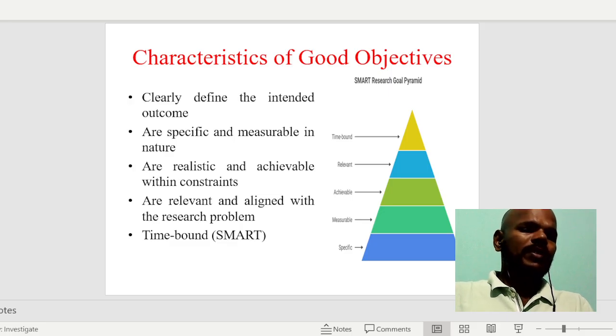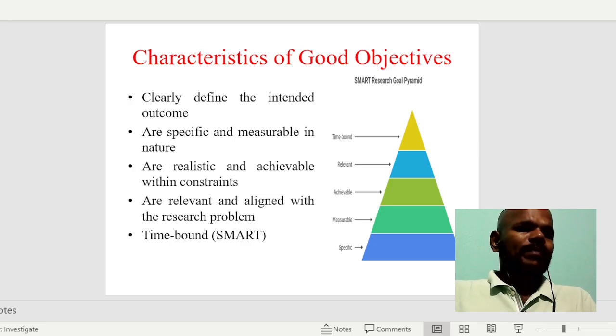First, it should have a very clear, defined outcome. What is the intended outcome of your research objective? That is the first characteristic. Second, it should be measurable in nature. That means it should be quantifiable, not like infinite. That is not at all acceptable.